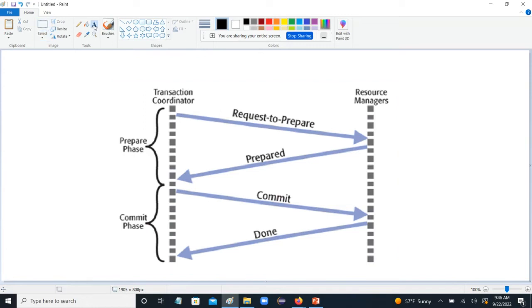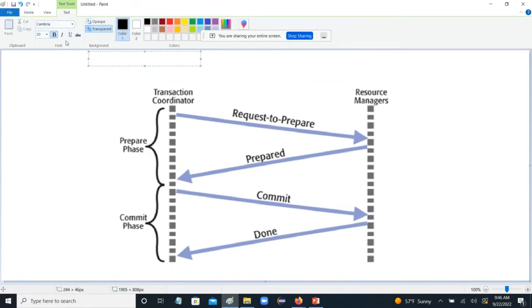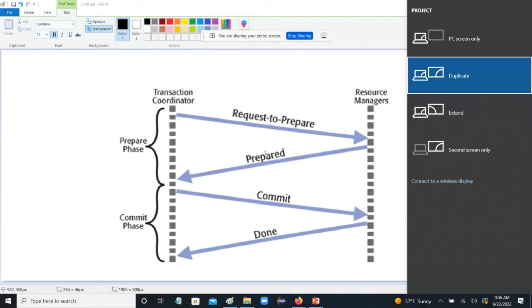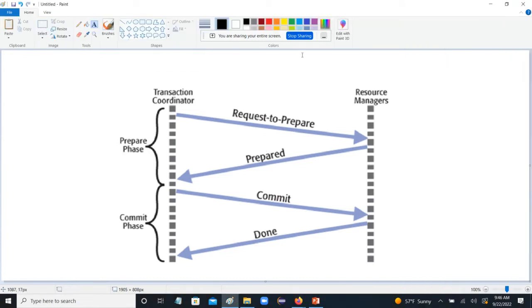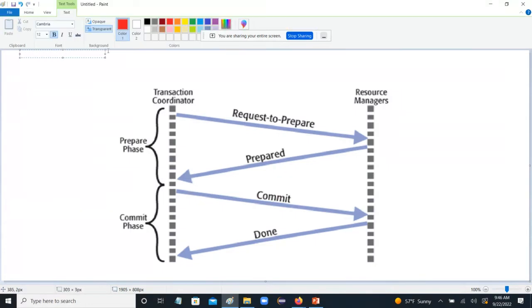Let's do, I'm going to make it a little smaller. There we go. Screen, thank you. Okay. So this is our picture. This is two-phase commit. Twelve seems a little small. I can do better than that. Sixteen. All right, that'll do.